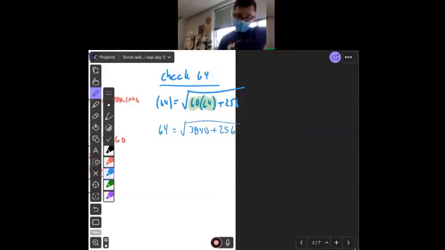I'm going to do that. It's 3840 plus 256. It's 4096. So I'm hoping the square root of that is 64. So square root, that thing, 64. Sweet. So 64 equals 64. Check.